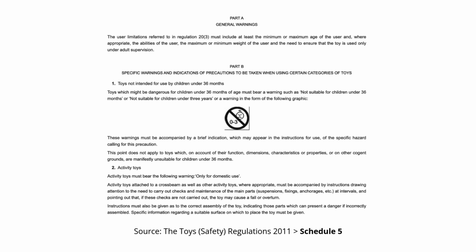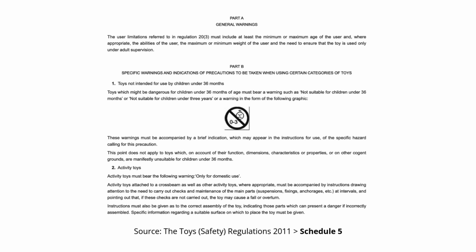Now, as you can see here in point 2, they mention activity toys. And this is just an example of many product-specific warning requirements. As you can see here, it states that activity toys must bear the following warning: only for domestic use. And again, the list goes on, so this is not exhaustive. These are just two examples.